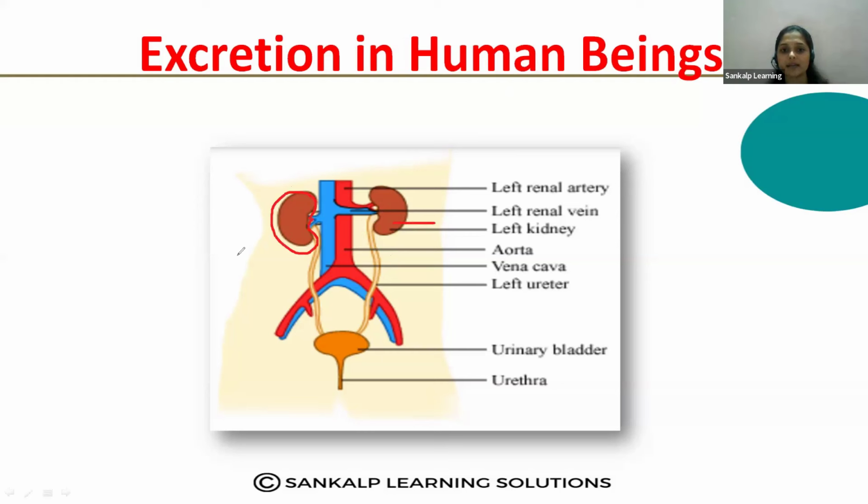Okay, so this is the left kidney and this is the right kidney, and this structure is called a ureter, which carries the urine. Through the ureter the urine is carried, and it is stored in the urinary bladder and eliminated through the urethra. Look, urine is produced in the kidney, the ureter is a pipe like structure, urine is stored in the urinary bladder, and excreted through the urethra.